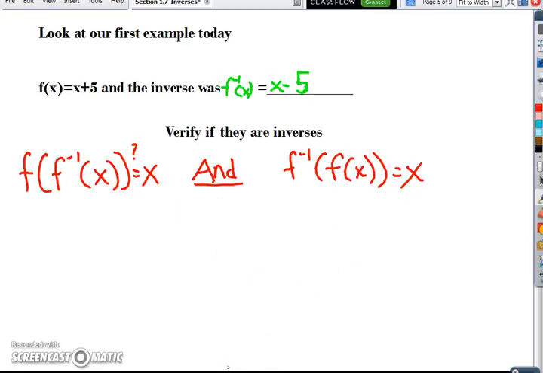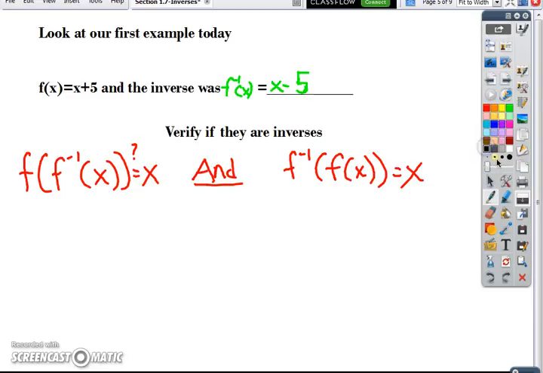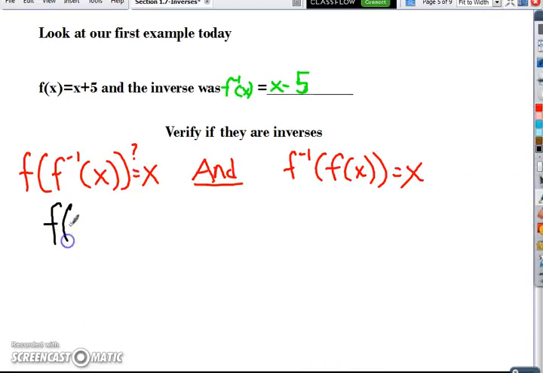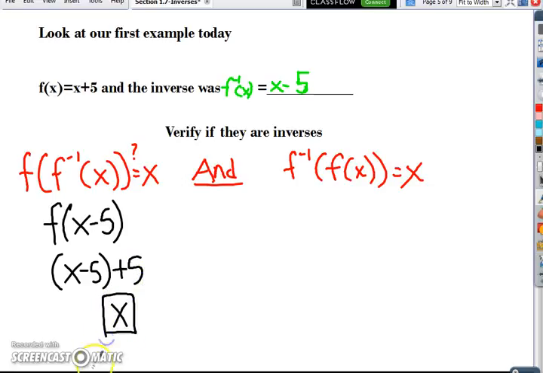So let's try that. Let's take what I claim to be the inverse function, x minus 5. What I'm going to do with that x minus 5 is, everywhere in the f function where I saw the variable x, I am going to replace it with an x minus 5. X minus 5 plus 5, x. Hey look, x marks the spot again. Joke's still not funny, is it?